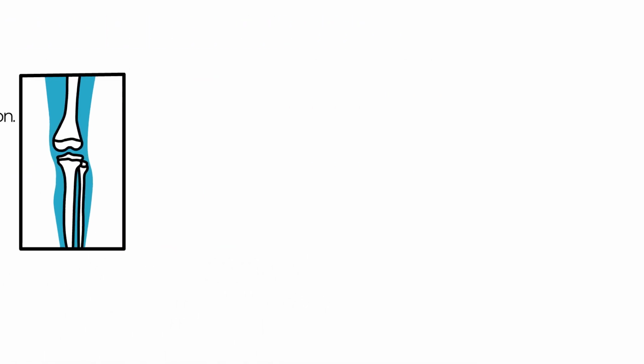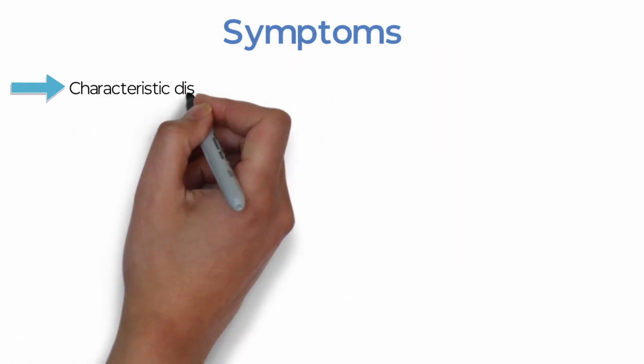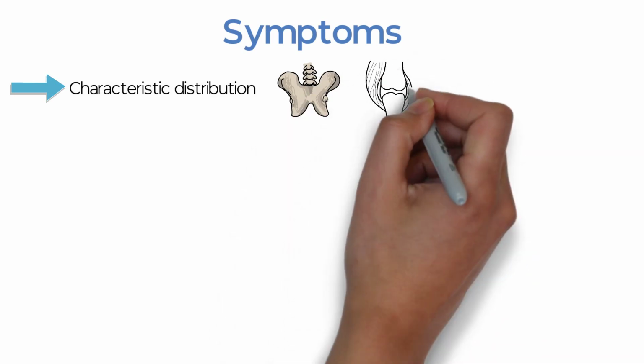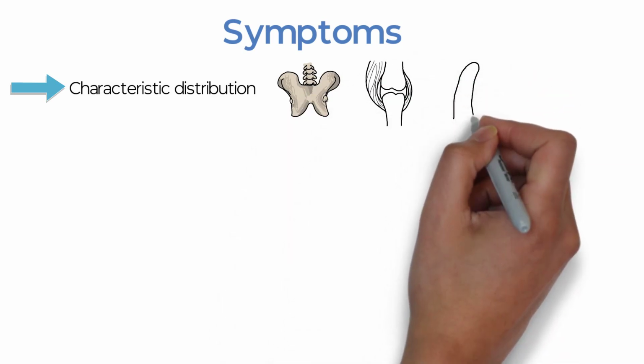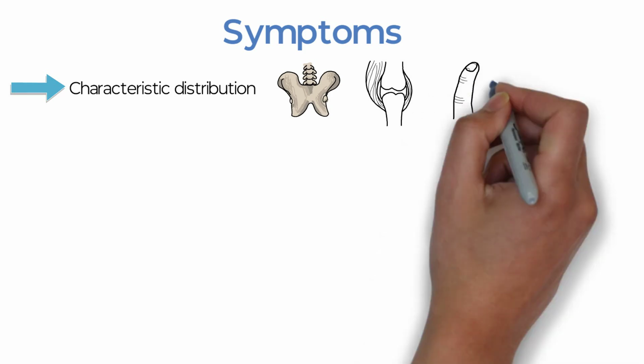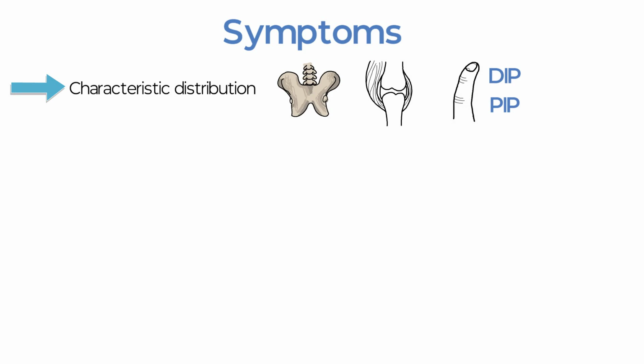As far as the symptoms of osteoarthritis are concerned, it has a characteristic distribution, mainly targeting the hips, knees, proximal interphalangeal and distal interphalangeal joints of the hand, neck, and lumbar spine. Today in this video, we're going to discuss only generalized osteoarthritis. The main presenting symptoms are pain and functional restrictions.